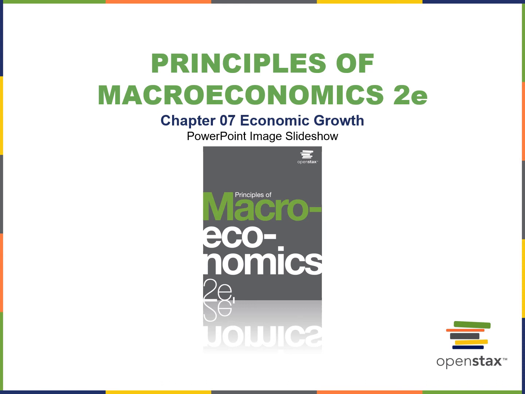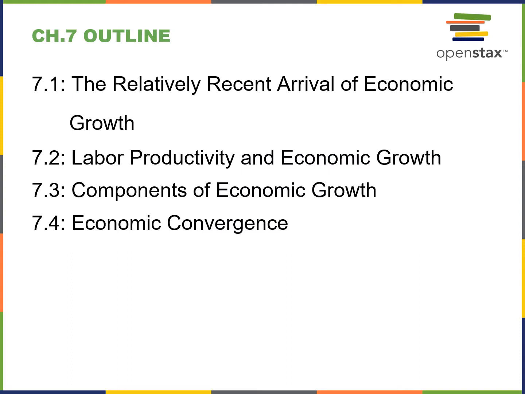Chapter 7, Economic Growth by Professor Wagner. The outline of this chapter talks about the relatively recent arrival of economic growth, labor productivity, economic growth, components of economic growth, and economic convergence.